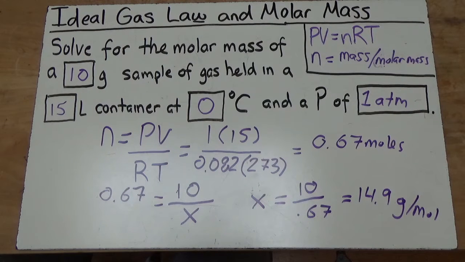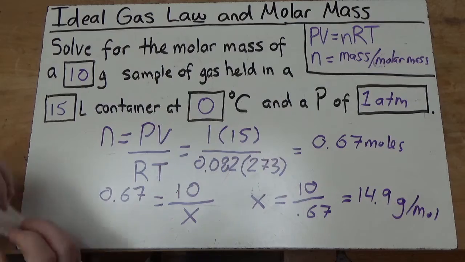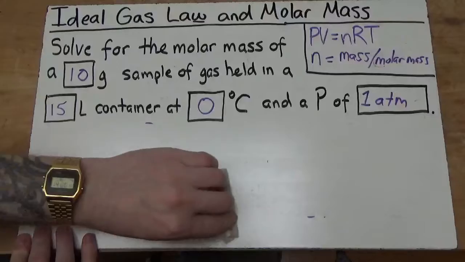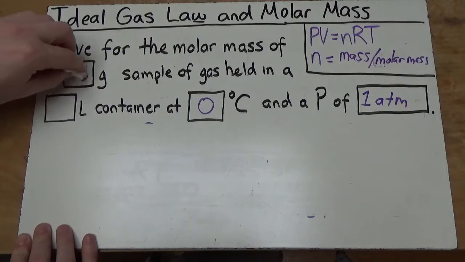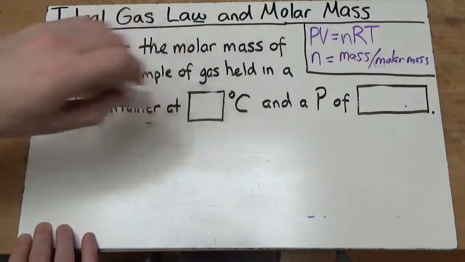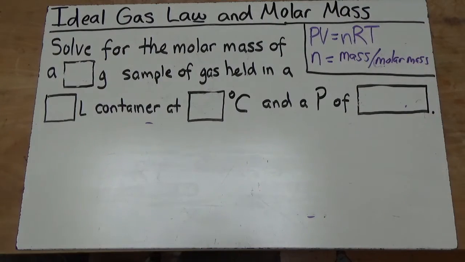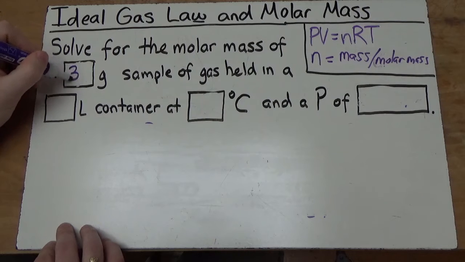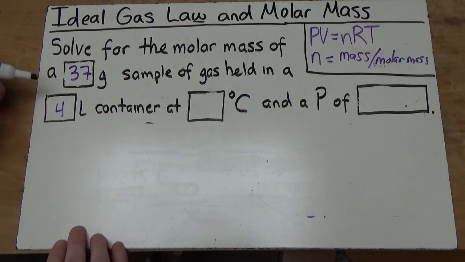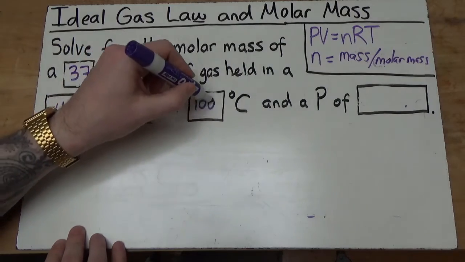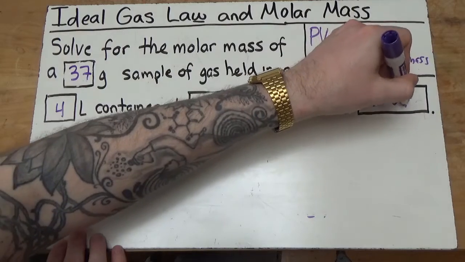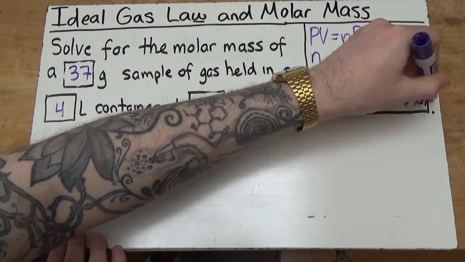Let's do one more problem. Let's see if you can work through it a little bit on your own. Let's say you have a 37-gram sample of gas that's held in a 4-liter container at 100 degrees Celsius and 15,000 torr.